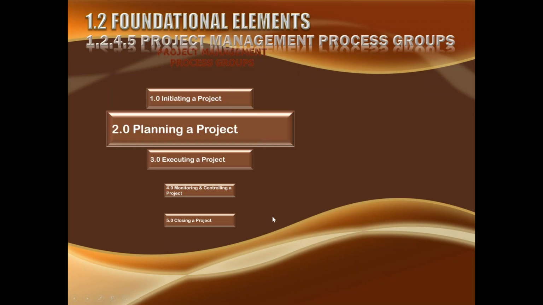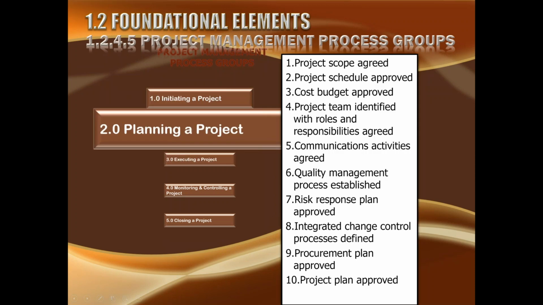Then comes the planning. Planning, naturally, we have 10 knowledge areas. And if we have to plan the project in detail, each one of these 10 knowledge areas has to be planned in detail. And only then can the project management plan be established. So to start with, we have to have the scope agreed.